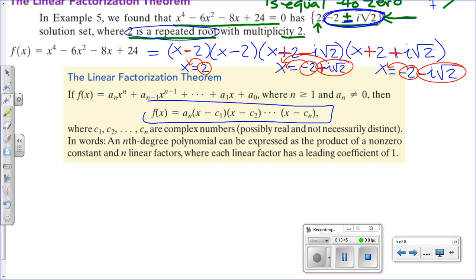Now, what is the leading coefficient for this polynomial? 1, right? So because of that, we could say that a sub n is equal to 1. So I guess we could say those are the easy polynomials to work with. However, when your a sub n is not equal to 1, then there's actually some work that you will have to do. And that's what we're going to do on the next example.